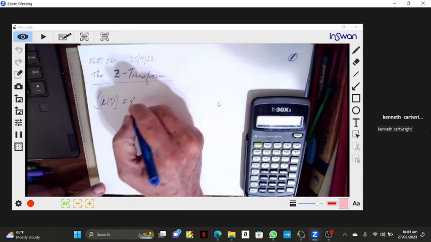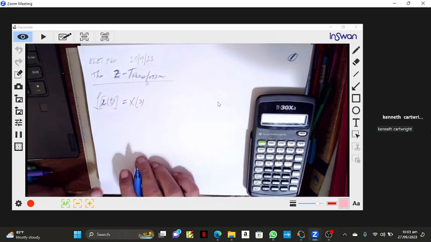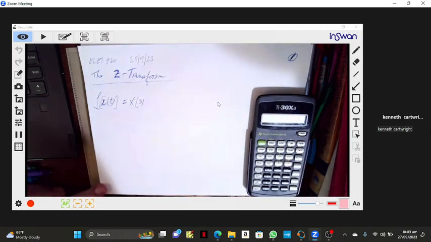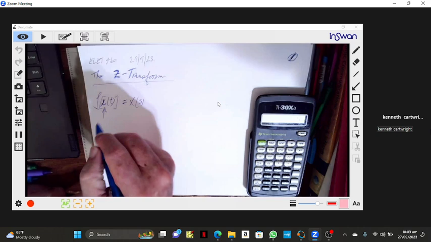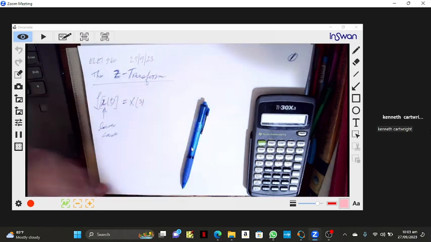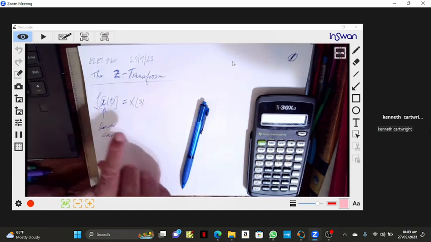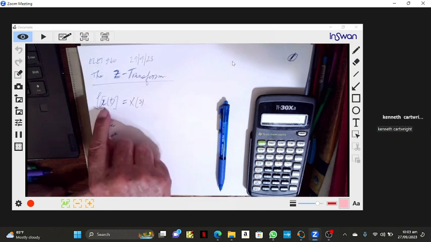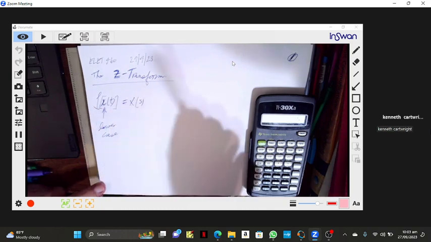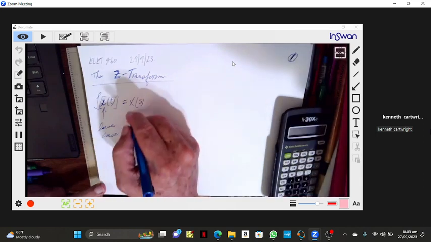Call it capital X of S. Capital X of S. The time domain is lowercase. And it's my friend, Mr. Johnson here. Yes, sir. You see the importance of lowercase and uppercase? To differentiate, so you'll be able to differentiate. The lowercase is time domain, the uppercase is Laplace domain. This is uppercase.